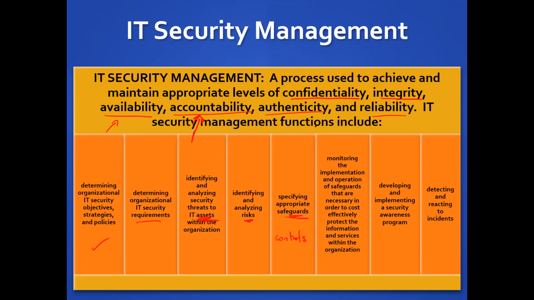But once you've defined all of this, it doesn't mean that you're done. No, then comes the life cycle. So now you have monitoring: monitoring the implementation and operation of safeguards that are necessary in order to cost effectively protect the information and services within the organization. So you have to monitor and keep track of things, okay? That would be the next step.